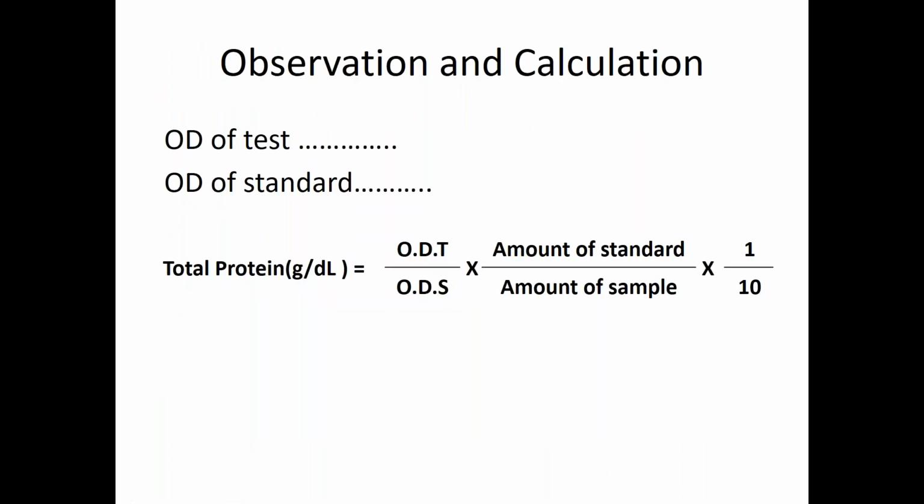So now coming to observation and the calculation, you will get OD of the test and OD of the standard. And this is the formula to calculate the total protein in gram per deciliter: OD of the test by OD of the standard into amount of the standard divided by amount of the sample into 1 by 10. And after calculation, you will get the total serum protein in gram per deciliter. I'll give you an example.